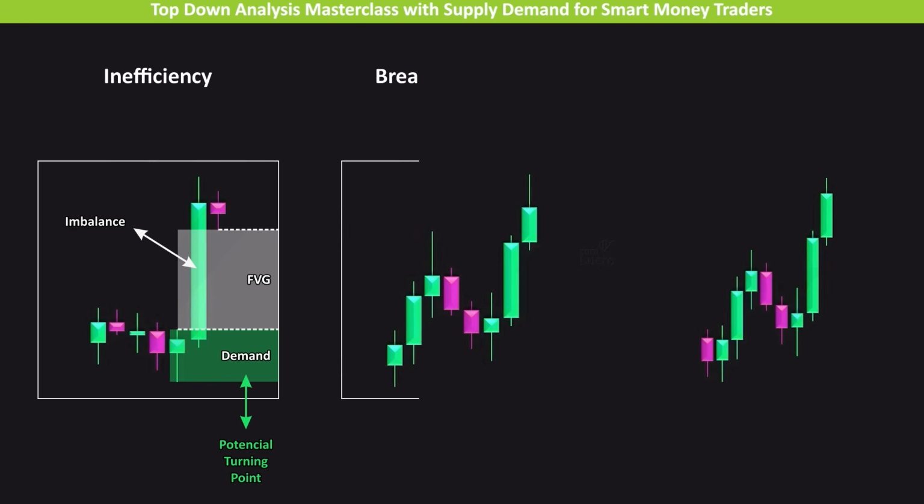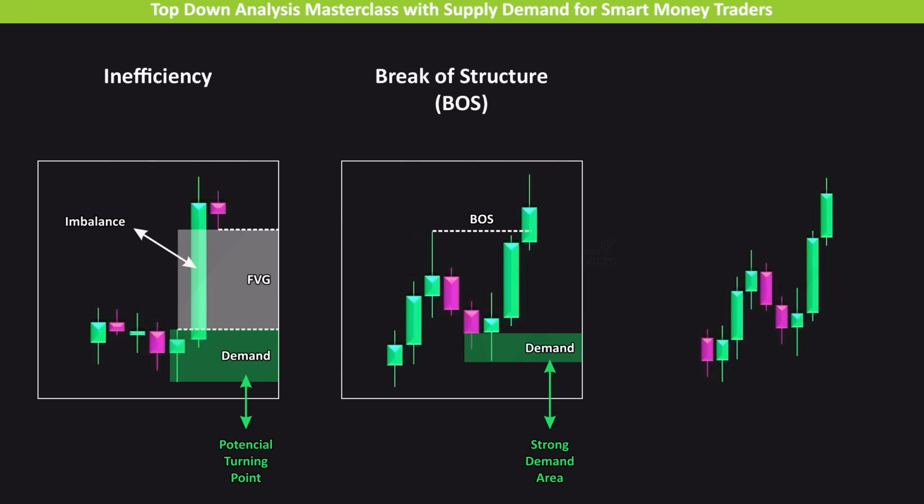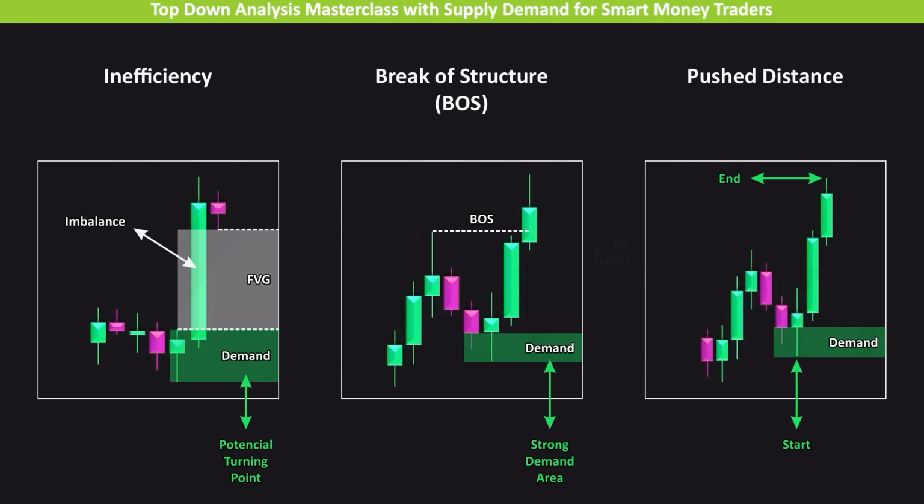supply zone. Break of structure, as the term implies, happens when price moves beyond a previous structural high or low. This confirms directional strength and shows that buyers or sellers are still in control, validating the zone as a potential continuation area. Push distance measures how far price travels away from a zone after reacting to it. The greater the distance, the stronger the rejection tends to be, which increases the reliability of that zone.